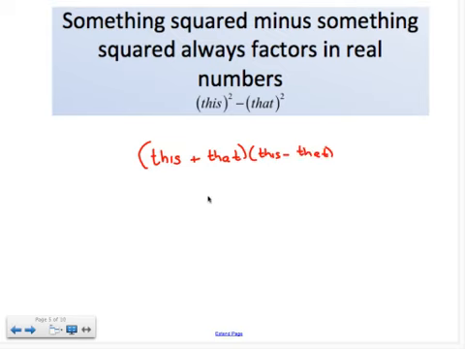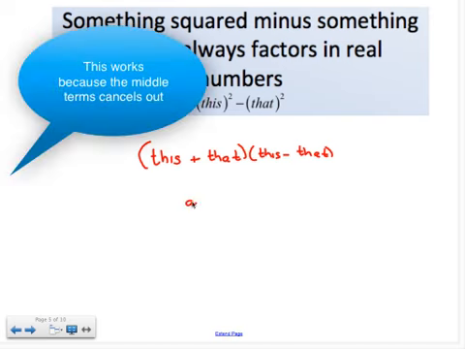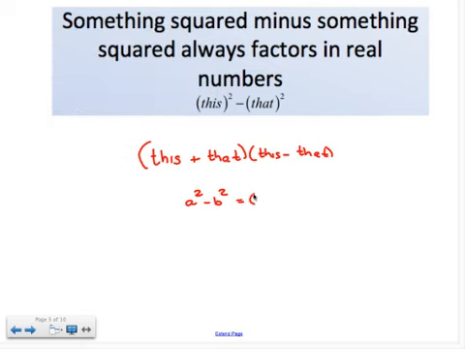Okay, so if you don't like my words, this is the same as saying a squared minus b squared will always factor, and it always factors in this form, a plus b times a minus b. And yes, they could be written in reverse. It could be a minus b times a plus b. You'll get the same answer. Multiplication commutes, which means the order does not matter.